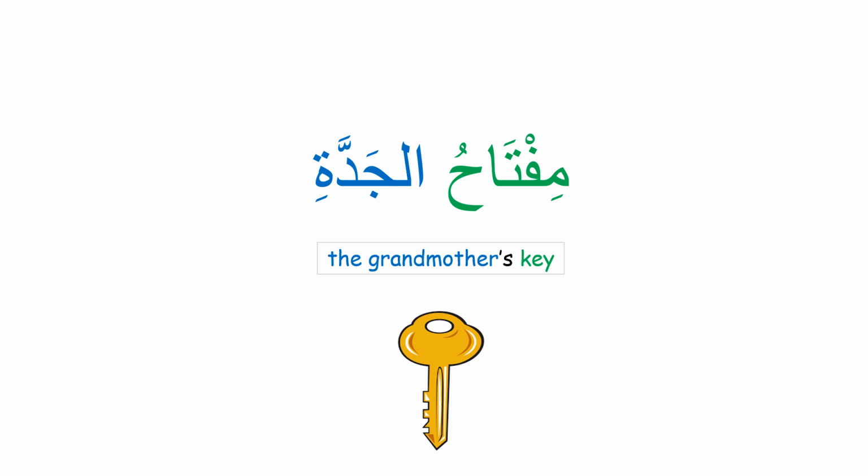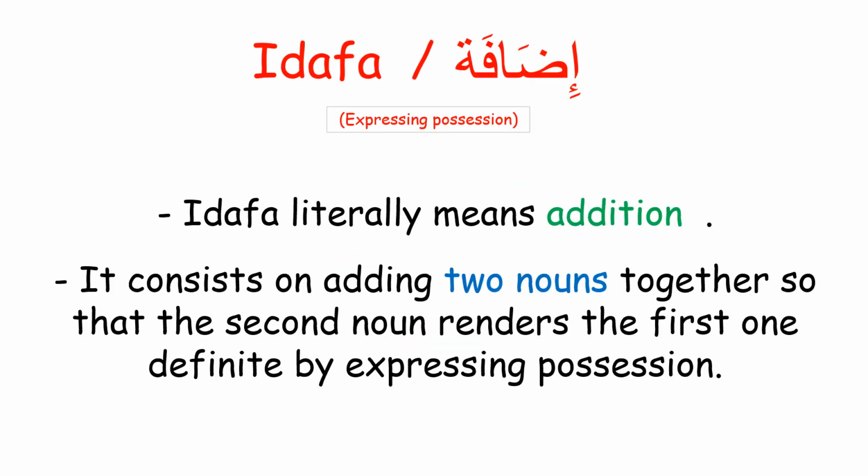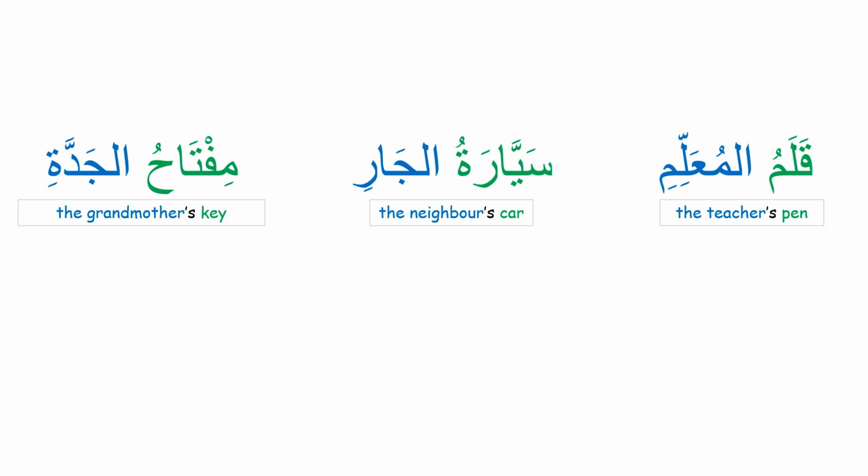I hope you've got it down pat. Now let's end this first half of our Introduction to Simple Idafa series with some terminology. At this stage, we all know what Idafa is and that it is also known as annexation or genitive construction. And now let's see how we call the first and the second noun of this construction. Let's recall our examples. قلم المعلم، سيارة الجار، مفتاح الجدة.